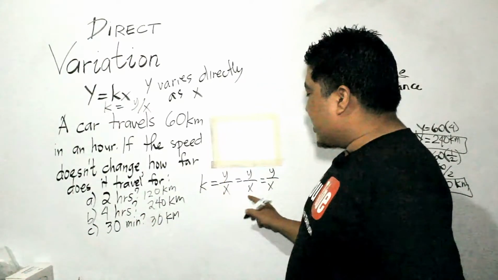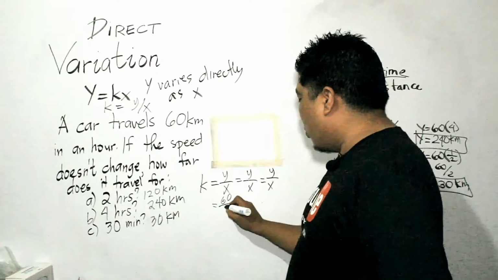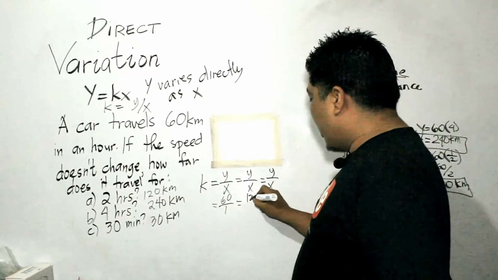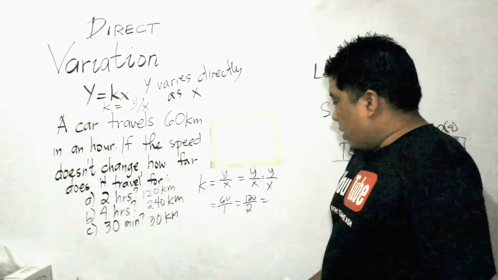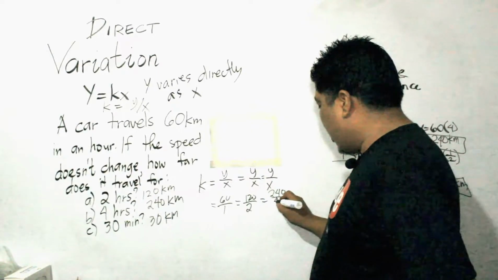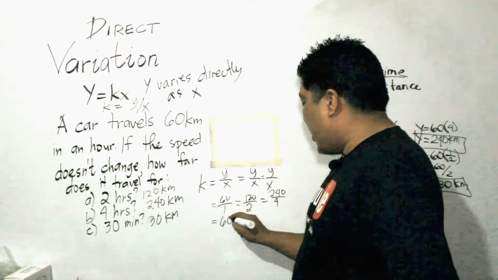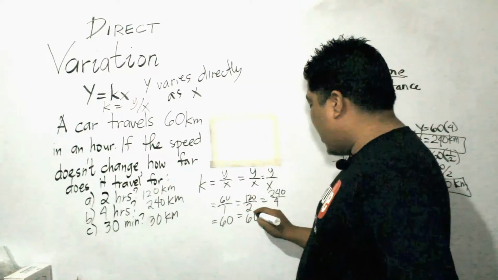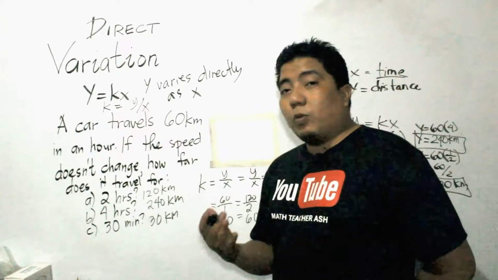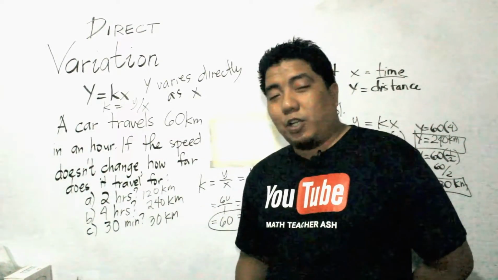Remember, let's just consider the first given. Our y is 60 over 1. Our y here is 120 over 2. And here we have 240 over 4. So if you simplify each of the fractions, we have 60; 120 divided by 2, that is 60; 240 divided by 4, that is still 60. So basically, the constant is just the same, my dear math learners.